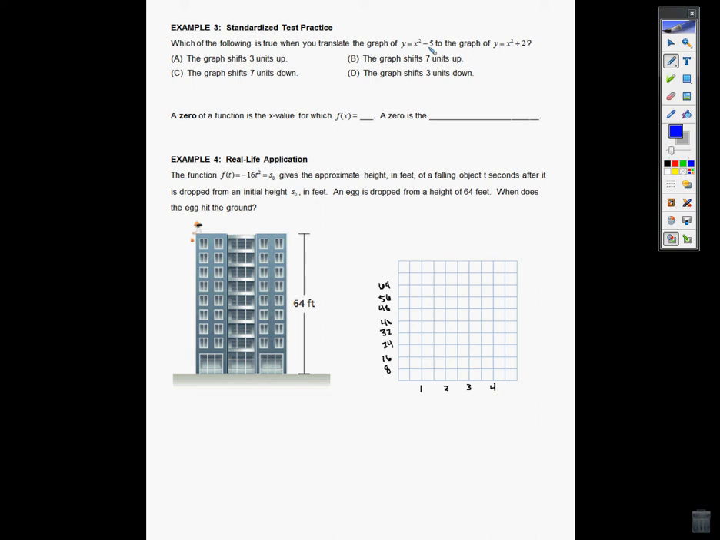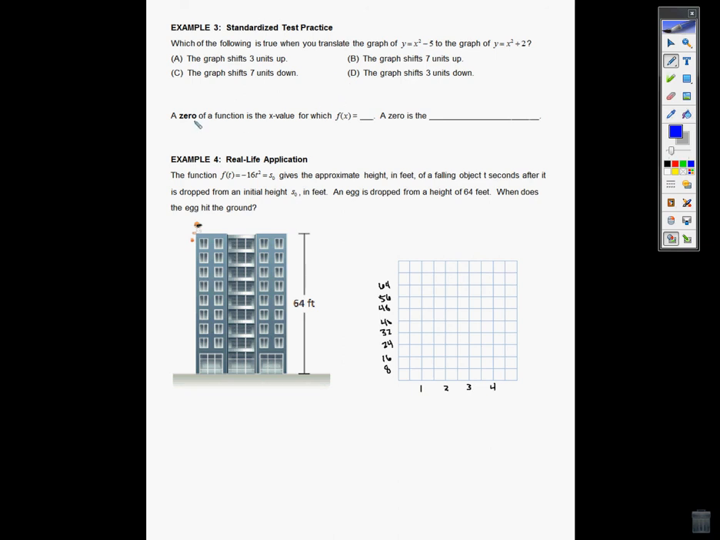So if I shift y equals x squared minus 5 3 units up, is that going to get me this high? I want to shift the graph 7 units down, shift the graph 7 units up, or shift the graph 3 units down. I'm really curious what you come out with here. So actually, I want you to think about this on your own. Circle one, and I'll talk to you about it when I come around in class.